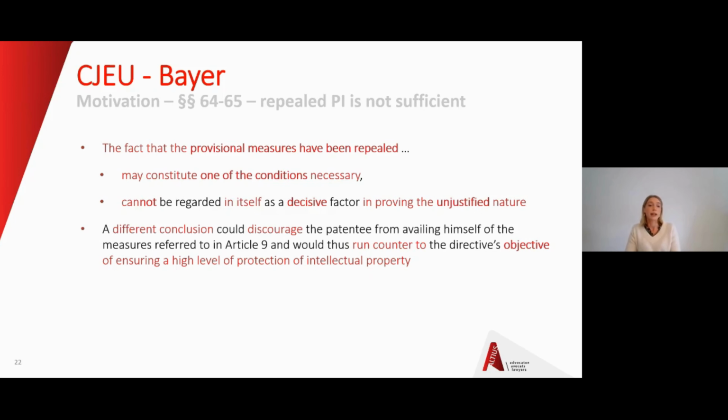And the court reminds us that, of course, this is one of the conditions that we see in Article 9.7, Article 7.4, for leading to the judicial authorities to have authority to decide on this, but this alone cannot be regarded as being in and of itself a decisive factor in proving the unjustified nature of the application. And why is this the case? Well, if we would interpret it differently, this would discourage the patent holder from making use of these measures that are actually provided in Article 9. And this would thus run counter to the objective of the directive, which is, of course, ensuring a high level of protection of intellectual property.